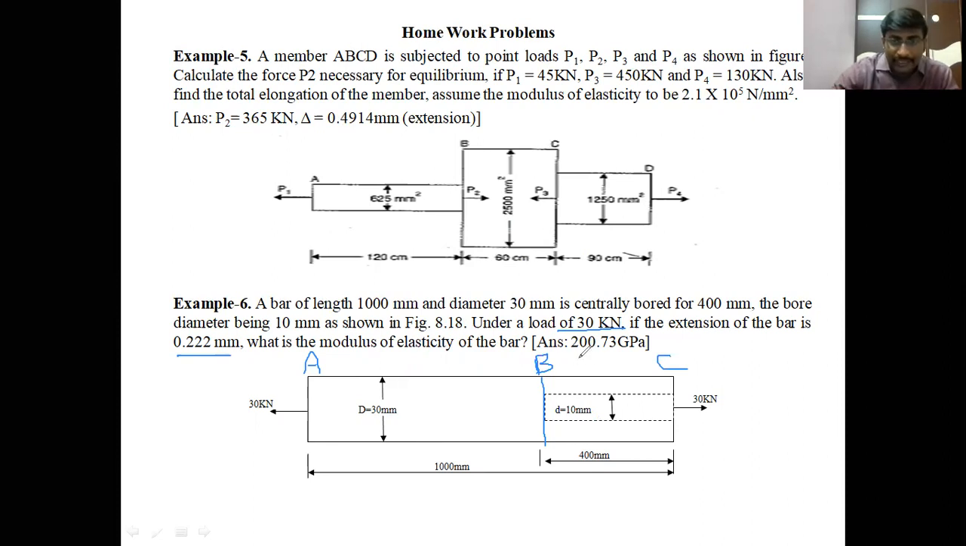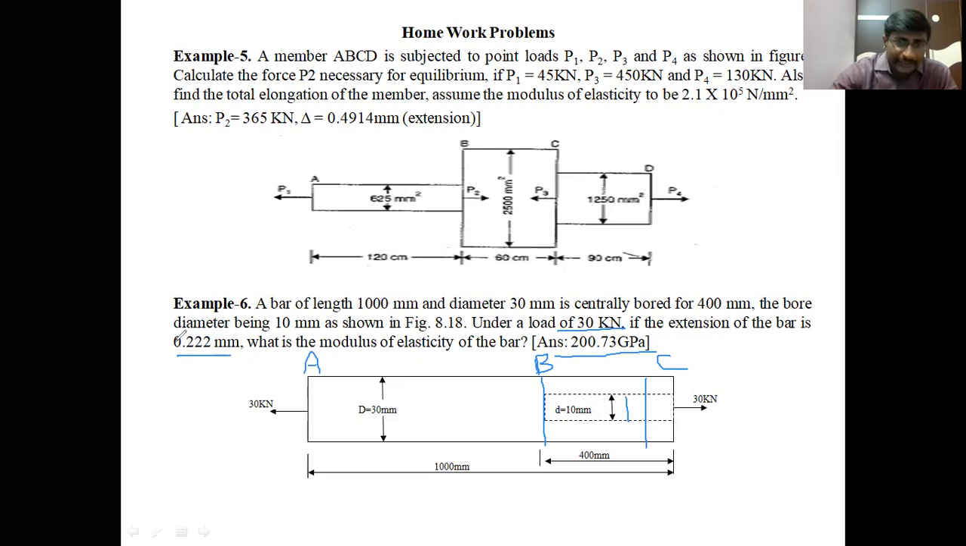From B to C, this part of the bar is assumed to be hollow. Hollow means it has an outer diameter and also an inner diameter. It is a hollow circular rod. Clear? So if we want to calculate the modulus of elasticity of the bar, first of all, what is the elongation of part AB and what is the elongation of part BC?